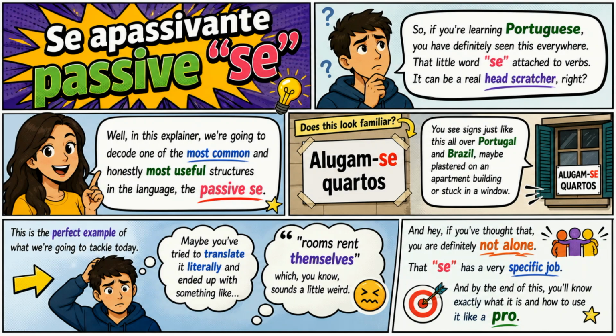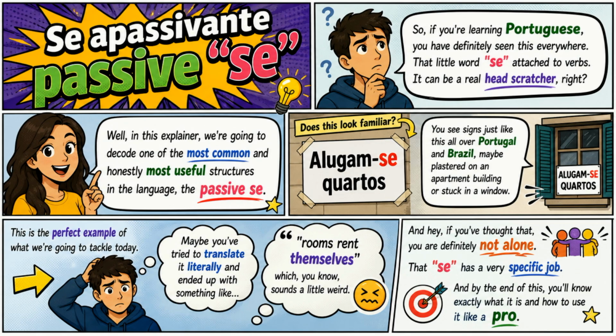So, if you're learning Portuguese, you have definitely seen this everywhere. That little word "se" attached to verbs. It can be a real head-scratcher, right? Well, in this explainer, we're going to decode one of the most common and honestly most useful structures in the language, the passive "se". Does this look familiar?